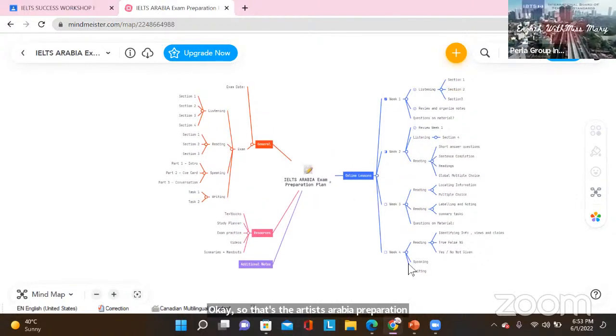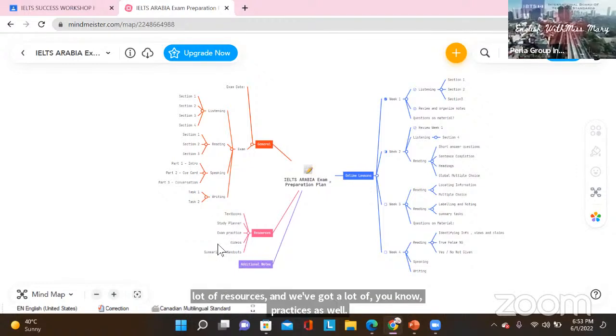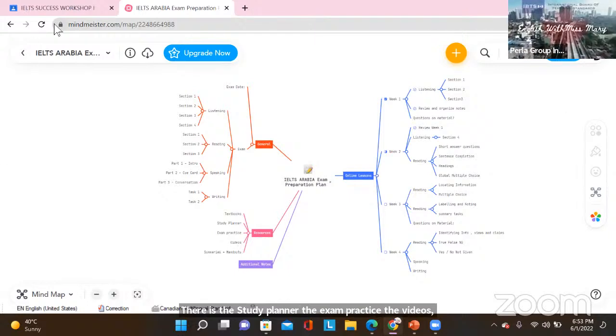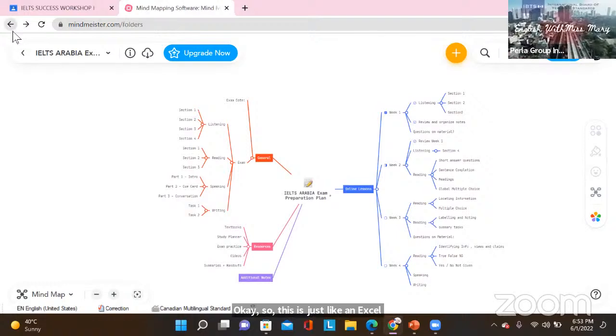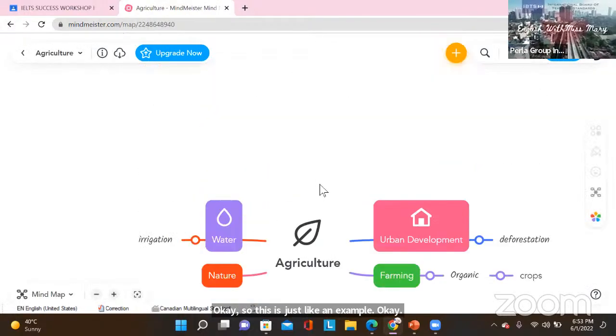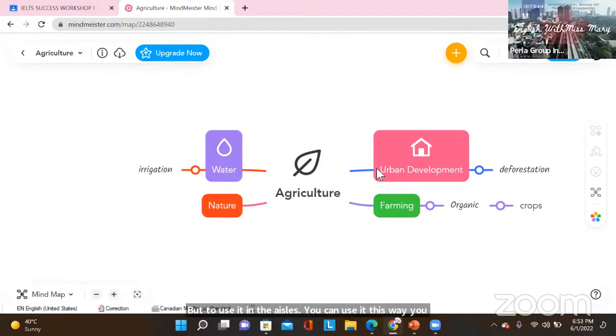We have the online lessons in 4 weeks, but we have a lot of resources, and a lot of practices as well. There is the study planner, the exam practice, the videos, and the summaries. Okay, so this is just like an example, okay? But to use it in the IELTS, you can use it this way. You can put the theme or the topic, and then you can go throughout. Okay, urban development, deforestation. You can go through, for example, global warming, what words can relate to global warming, how can you talk about global warming, and etc. Water, irrigation, farming, whatever. Okay.